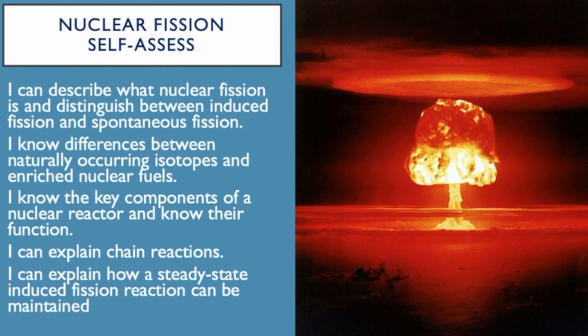So that has been our lesson on nuclear fission, and these are the things you should be able to do. You should be able to describe what nuclear fission is and distinguish between induced fission and spontaneous fission. You should know the differences between naturally occurring isotopes and enriched nuclear fuels, and know the key components of a nuclear reactor and know what those bits do. You should be able to explain what a chain reaction is, and you should also be able to explain how a steady state induced fission reaction can be maintained.